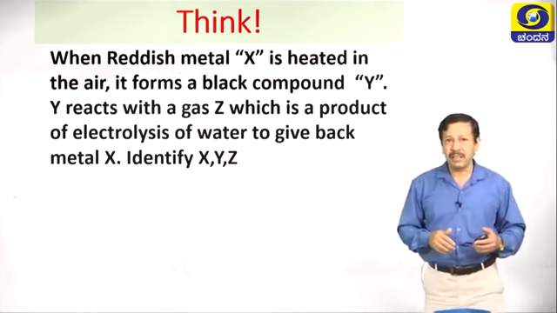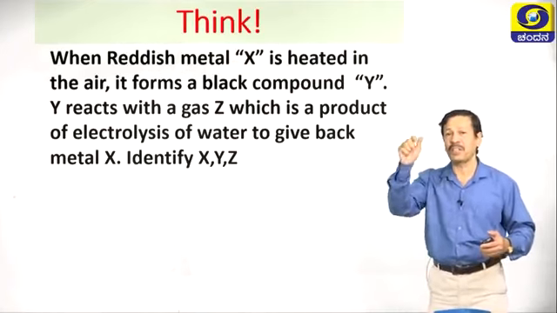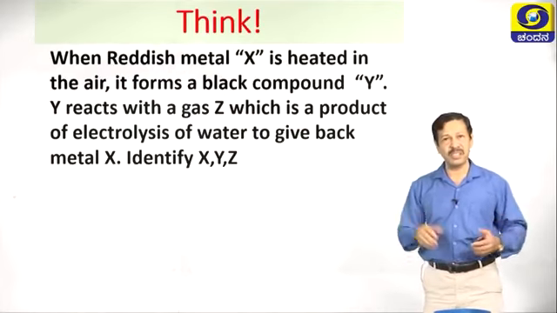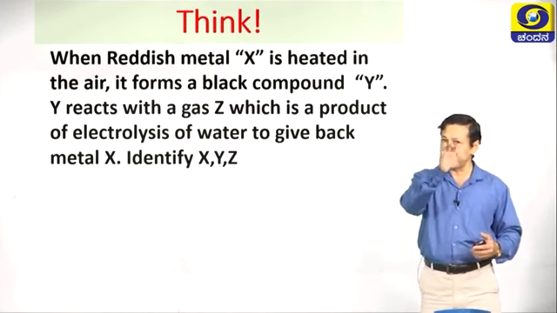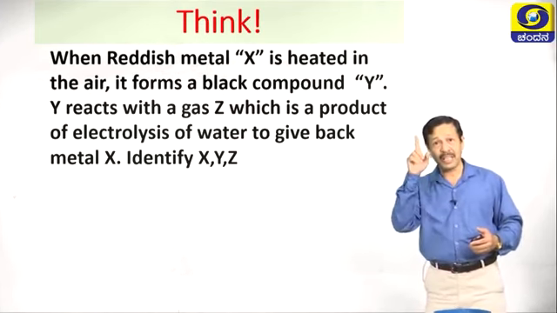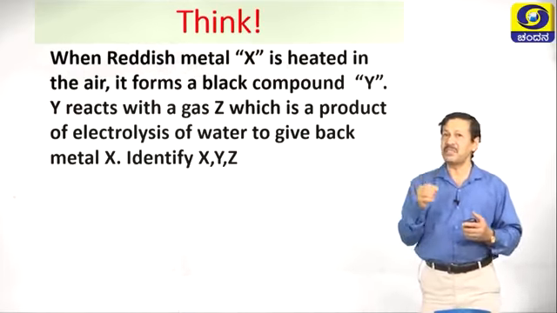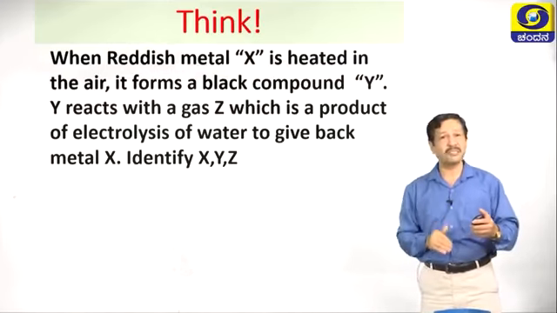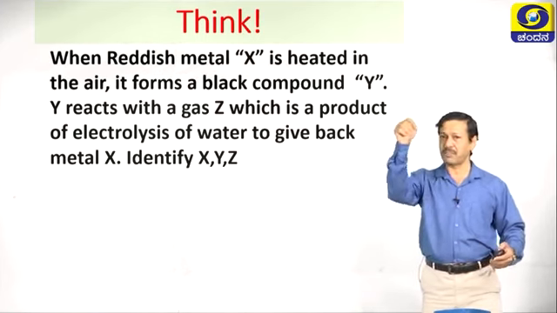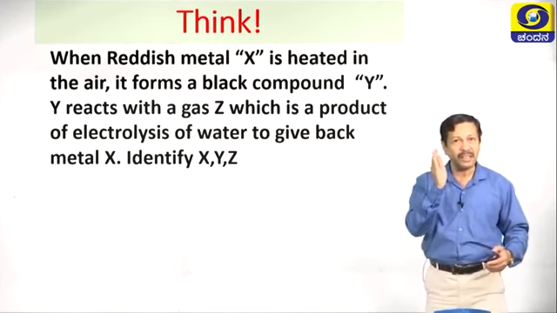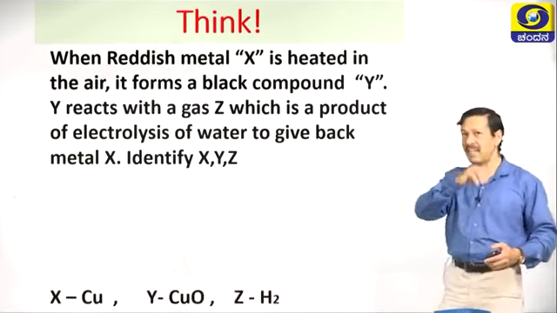Y reacts with a gas Z, which is a product of electrolysis of water. During the electrolysis, the possibilities are hydrogen and oxygen. Already we heated in the presence of oxygen. Now, the only left out option is hydrogen. So, hydrogen is used here. When hydrogen reacts with this compound, you get back the element. You have to identify X, Y, Z. Probably you got the idea and the answer also. Let us see the answer.